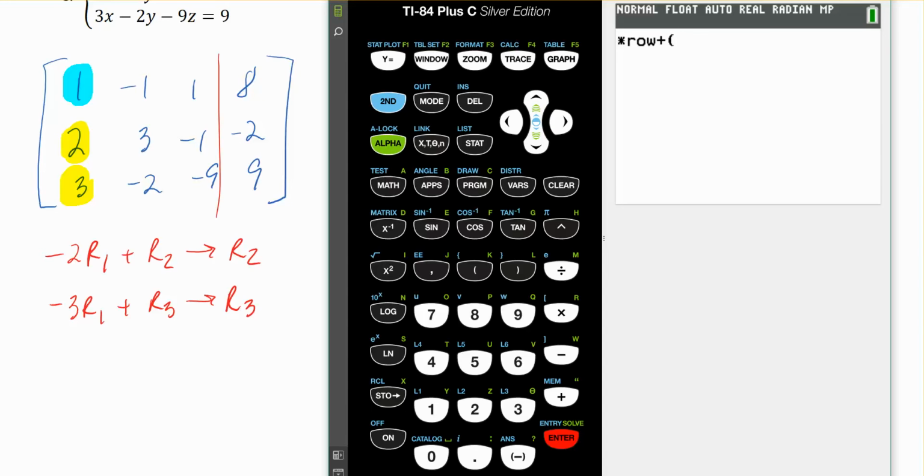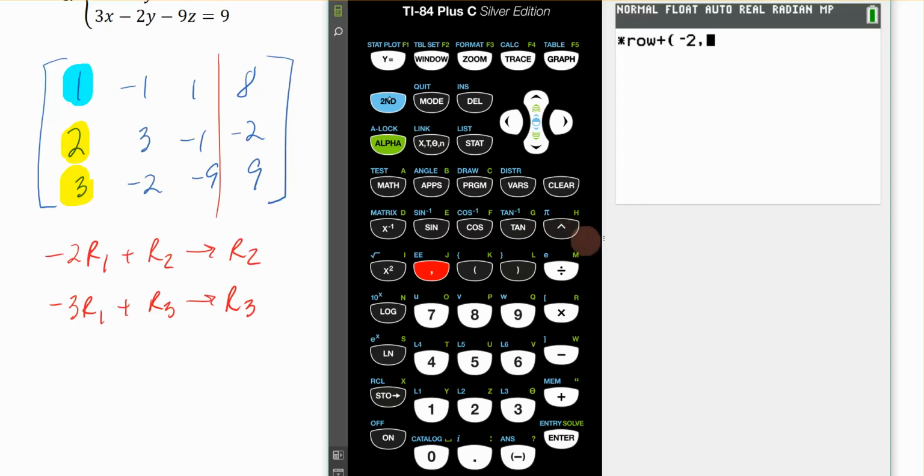So I'm back on the home screen, and the calculator's waiting for me to tell it, well, what do you want me to perform this operation on? Well, the first thing I'm going to enter is the multiplication part. What am I going to be multiplying by? According to my operation over here, I'm going to multiply by a negative 2. So negative 2, comma. The next thing I'm going to enter is the matrix that I'm talking about. So you have to tell the calculator which matrix you were referring to.